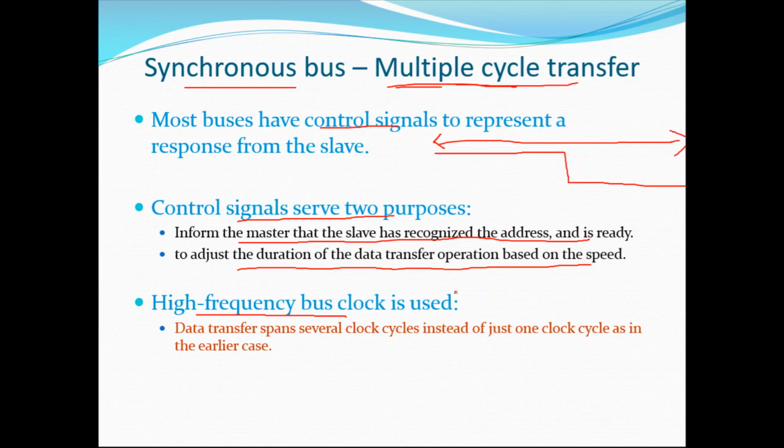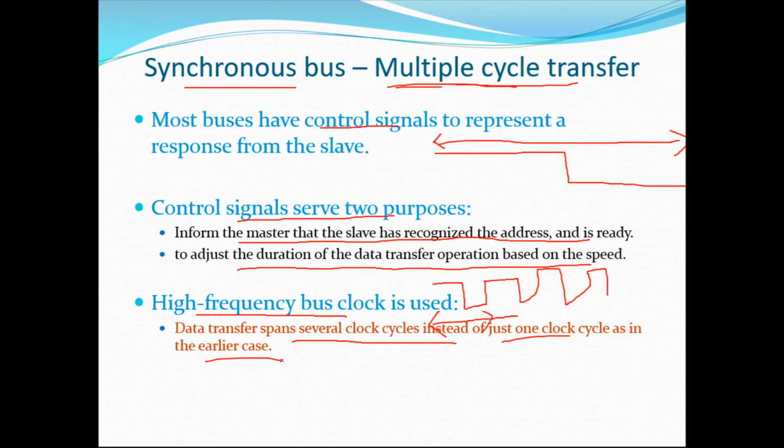But now that requirement is not there. You can take more than one clock cycle also. So now we are increasing the frequency. Increasing the frequency means we are reducing the time. High frequency bus clock is used. Data transfer can span over several clock cycles instead of just one clock cycle as in earlier case. So these two improvements we are making.